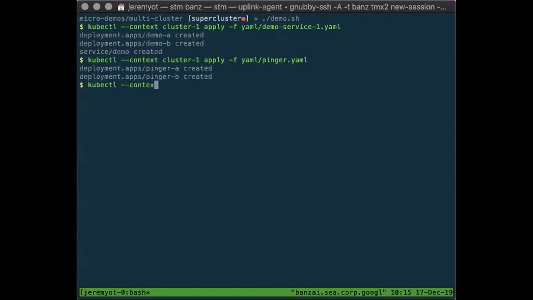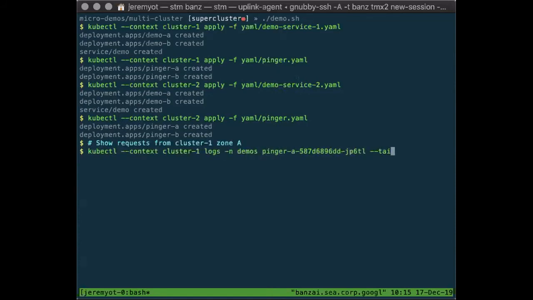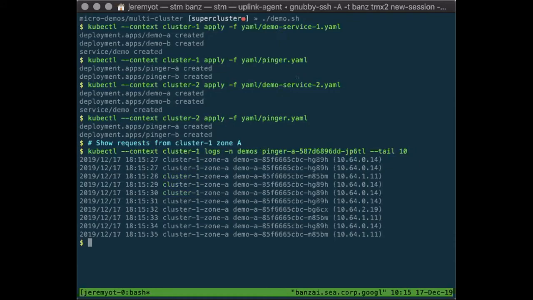The service deploys 3 pods each in zone A and B, and then 1 service across all of them in cluster 1 with zonal topology set on the service. And then the same thing in cluster 2 with no zonal topology set, and then a pinger in each zone in each cluster. So it's set to talk to its local service. I'm just using demo.demos.service.cluster.local here.